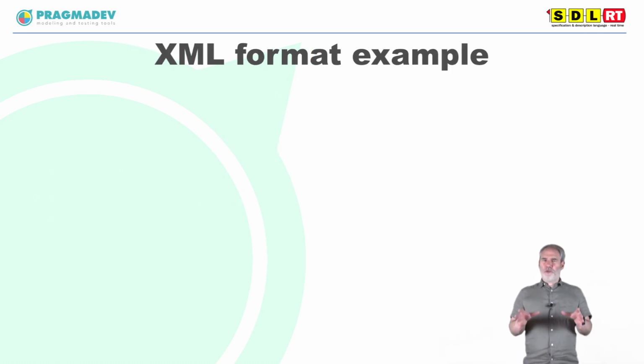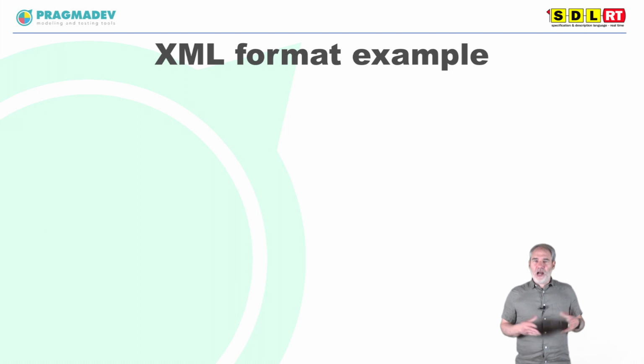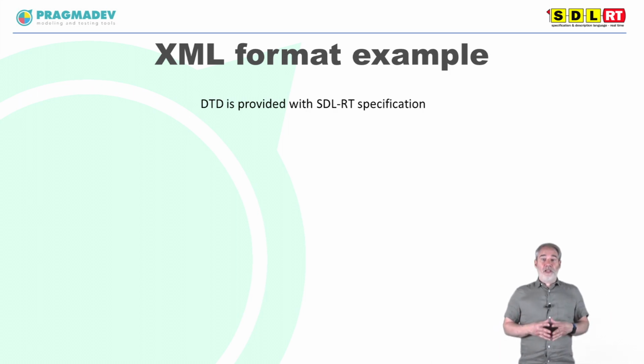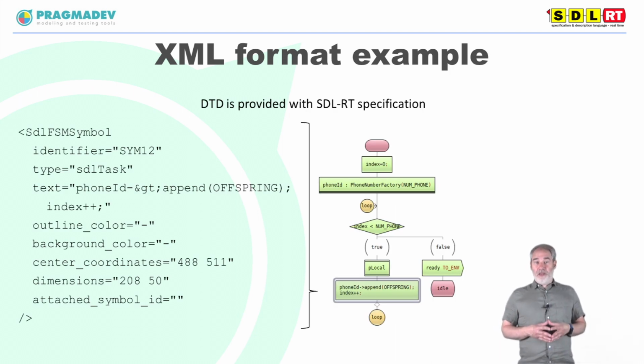Okay, we saw a lot of graphical representation. Now, how is all this stored? Well, SDL-RT comes with an XML schema that is quite legible. Here in this example, the symbol has the ID SIM12. It is of type SDL task. It contains the text phone ID and so on. It is based on the default colors. Its position is 488, 511 and so on. So it is easy to read or parse the SDL-RT XML if needed.